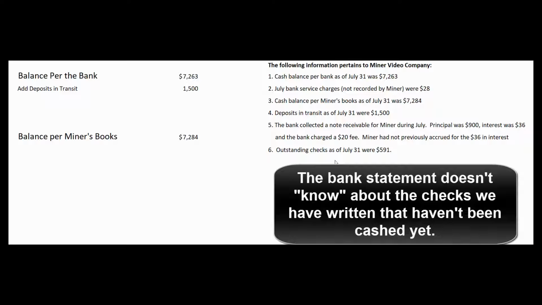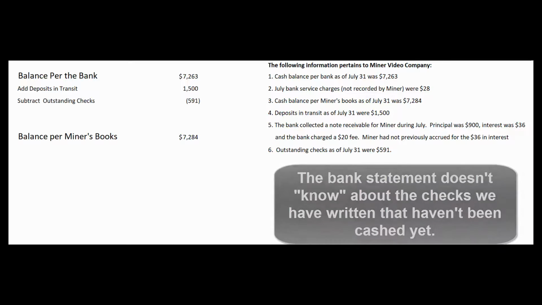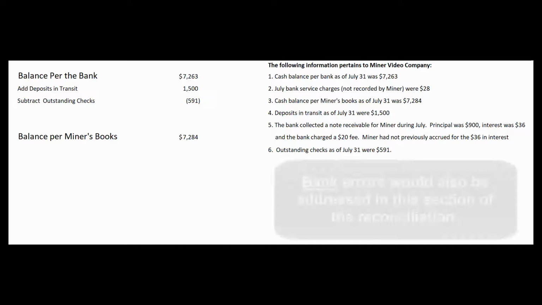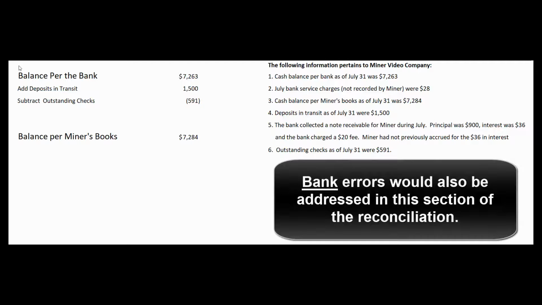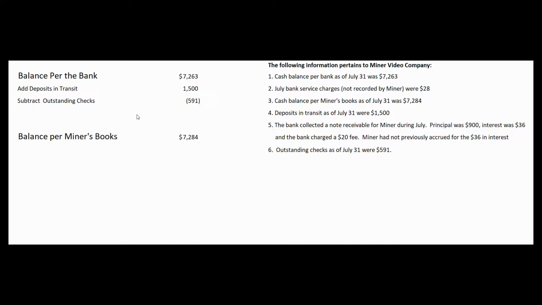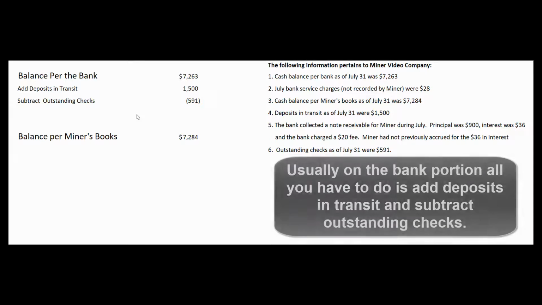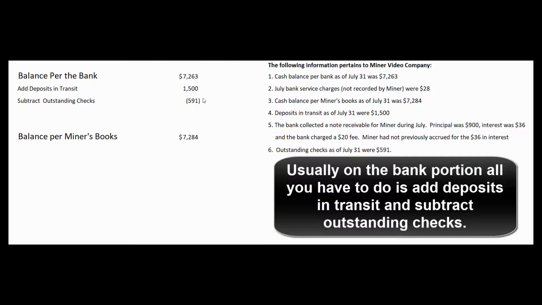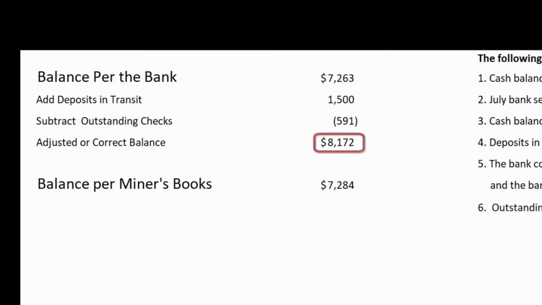The other thing that the bank doesn't know about is outstanding checks. We know we wrote them, but the bank doesn't learn about them until the person we wrote the check to presents it to the bank for payment. So we have to subtract outstanding checks. If there were bank errors, we'd put them in up here too in this upper half. But usually this is all you have to do on the bank side. Add the deposits in transit, subtract the outstanding checks, and you get an adjusted or a correct balance of $8,172.